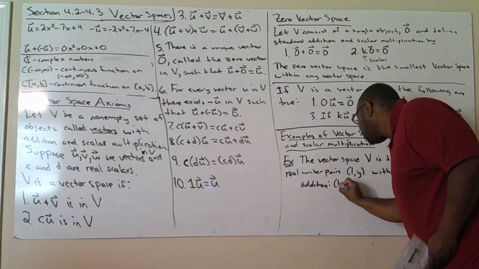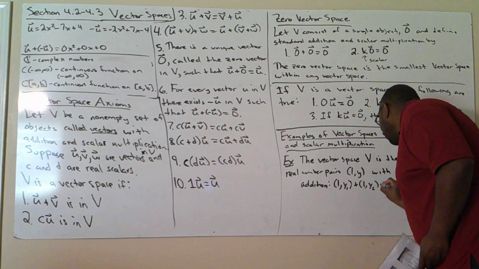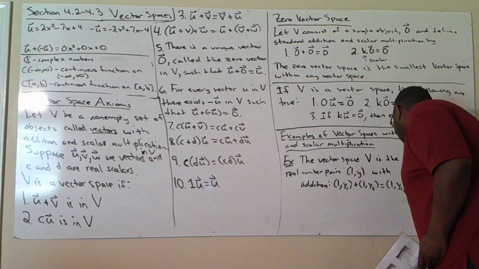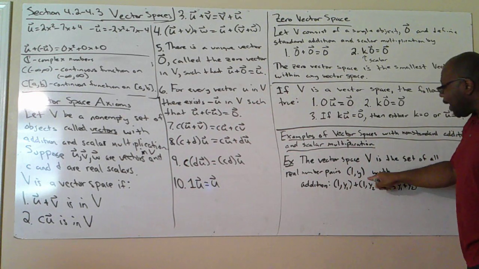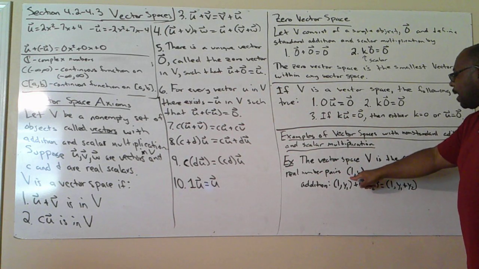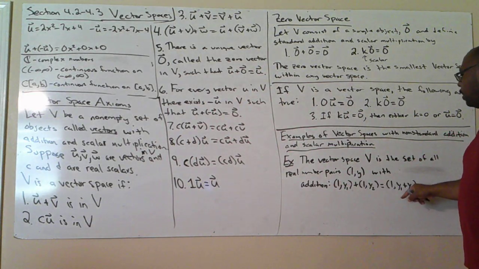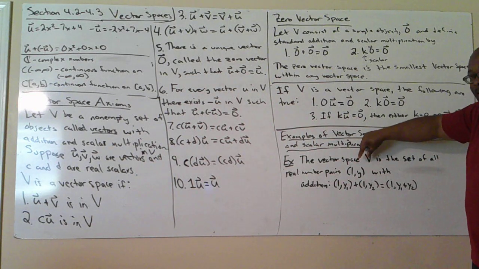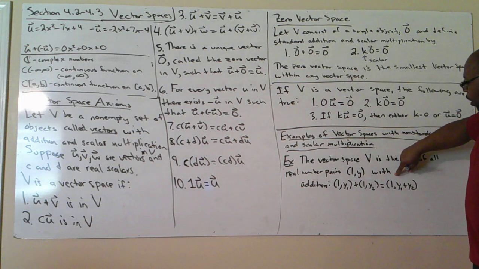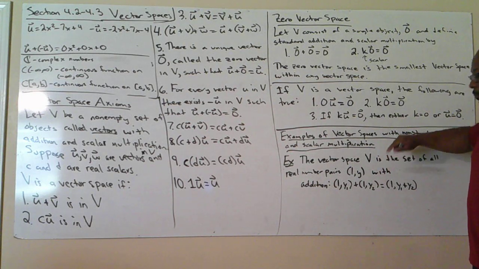And my addition is going to be this: (1, y1) plus (1, y2) is equal to (1, y1 + y2). Now here, y represents any real number. I should say that. This 1 is always going to be the same for the first component. This y represents any real number I want it to be. Okay. When I add two pairs of numbers that have the form of 1 in the first component and any real number in the second component, when I add them together, I get 1 in the first component and then the addition of those real numbers in the second component.